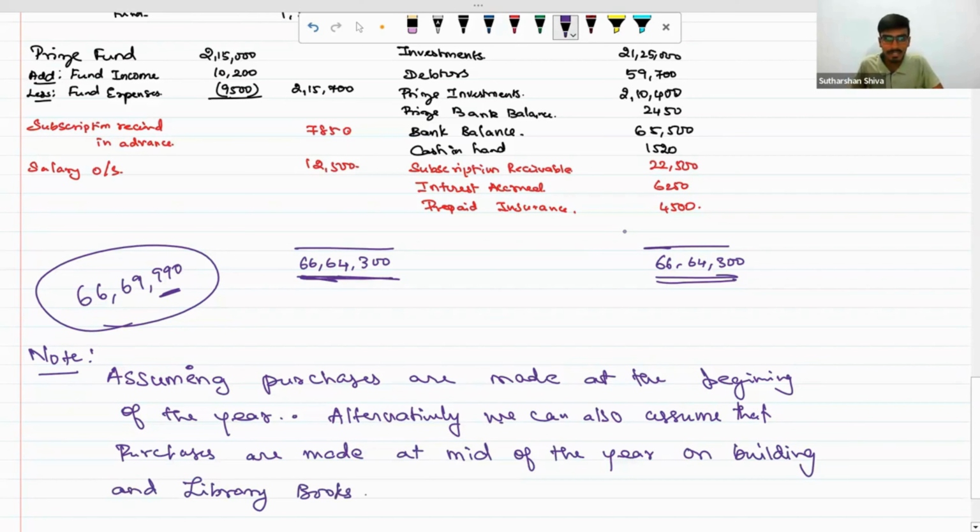For assuming purchases are made at the beginning of the year, one more point needs to be added: at that time the balance sheet value will be 66,64,300. Alternatively, if we assume that purchases are made at the mid of the year, the building and library books value in the balance sheet will be shown at 66,69,990. Like this you can show.